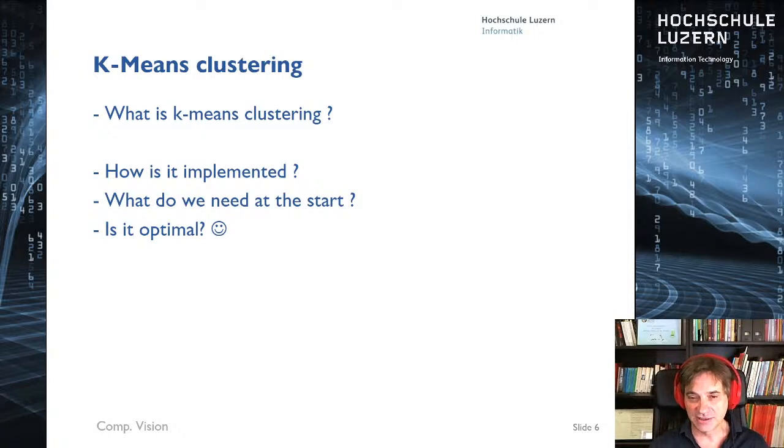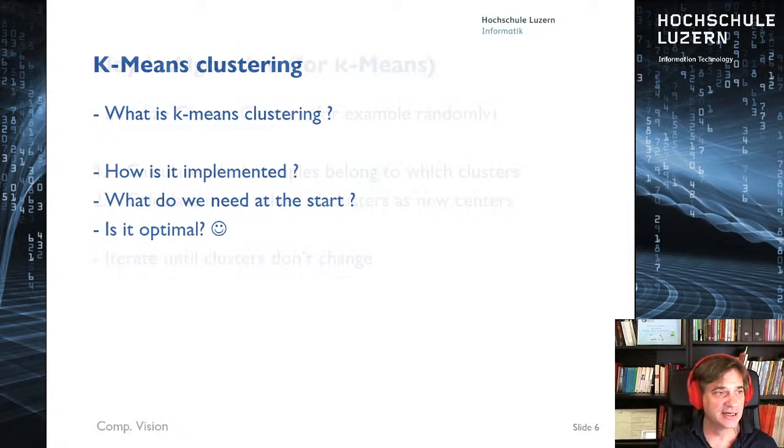So for each pixel, you would have the 3 colors. You would do the clustering in the 3-dimensional space of RGB, for example, or another color space, and try to find out what is similar in color, what belongs together, and which colors form one of the clusters. So you need the k at the start, and you need some features that you want to cluster.